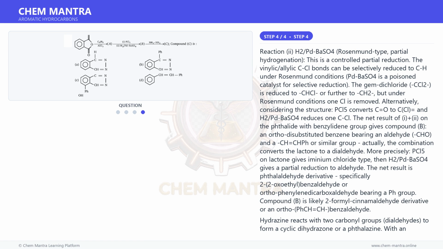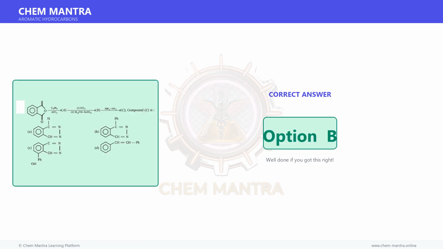Why do the other options fail? A has H instead of Ph on the C=N carbon, which is incorrect, as Ph comes from the Friedel-Crafts step. C has Ph and OH on the ring carbon, which does not match the reaction mechanism. D is simply a cinnamaldehyde styrene derivative and does not account for the ring-forming reaction with hydrazine. Therefore, the correct answer is option B.